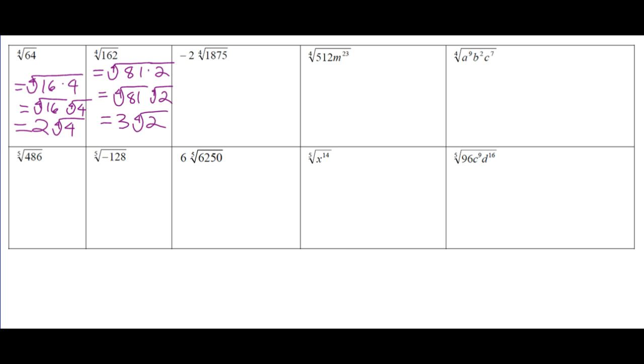Okay, -2, 4th root. If there's any negatives, they have to be outside, right? You can't. We have negative there. You just go, I can't do that. All right, what goes into 1875? Like 625, right? Times 3? Yeah, that'll work. Okay, so it's 4th root of 625 times 3, which is -2 times the 4th root of 625 times the 4th root of 3, which is -10 times the 4th root of 3.